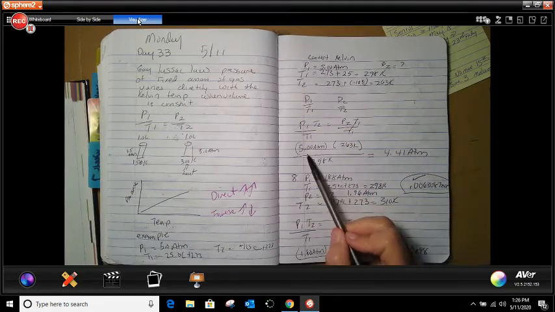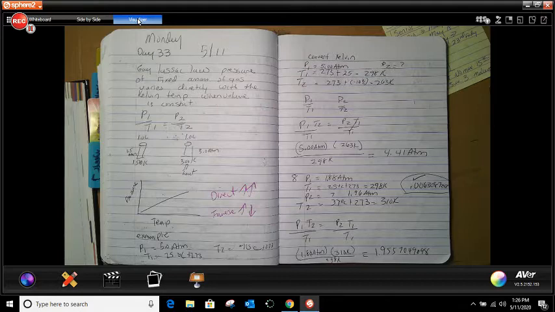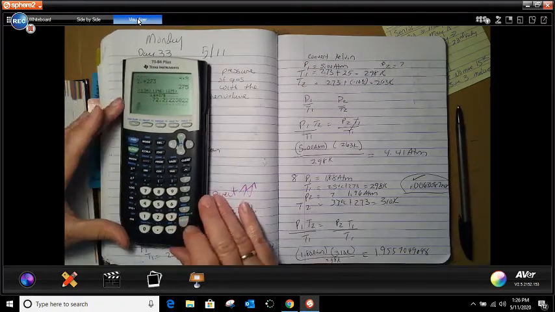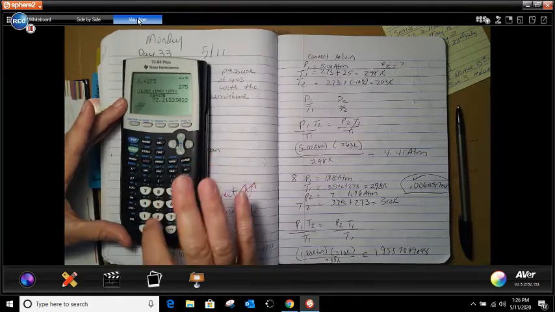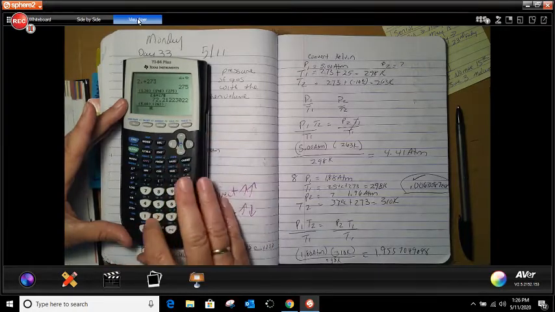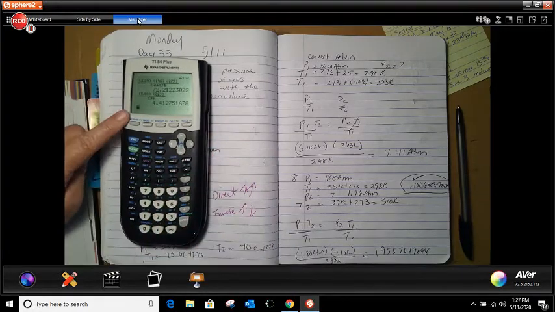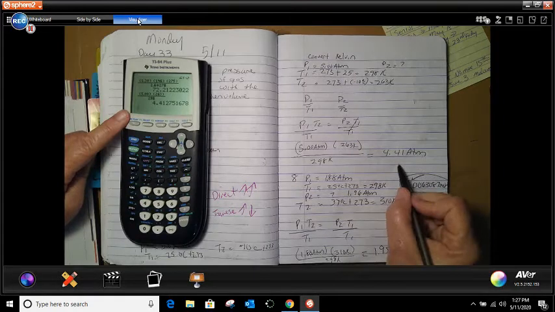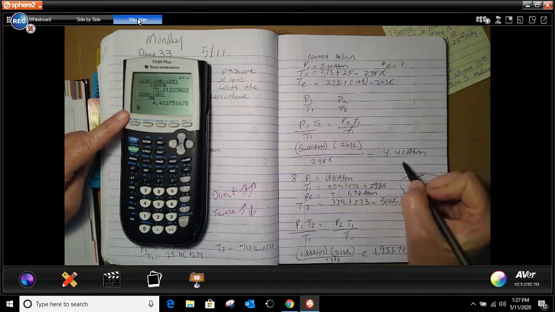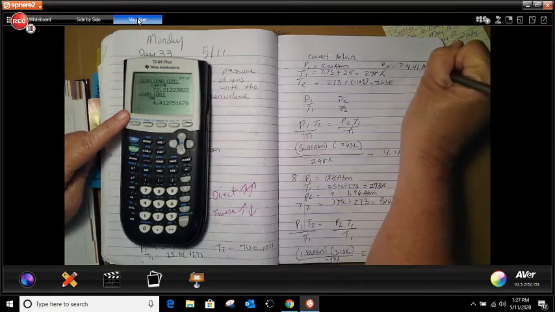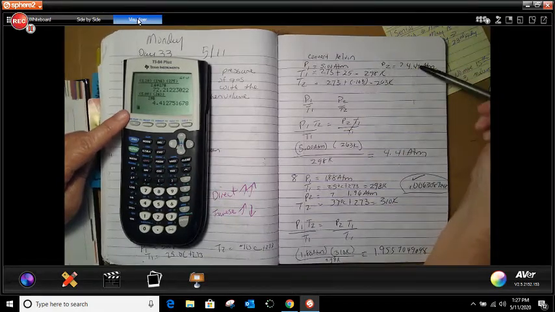So then I do 5.0 atm. Get my calculator. So we're going to do 5.00 times 263 over 298. When we do that, we get 4.41. And then the next thing we need to do is check our answer. So this right here is our pressure 2, 4.41 atm. What we're going to do is put it back in our original equation.